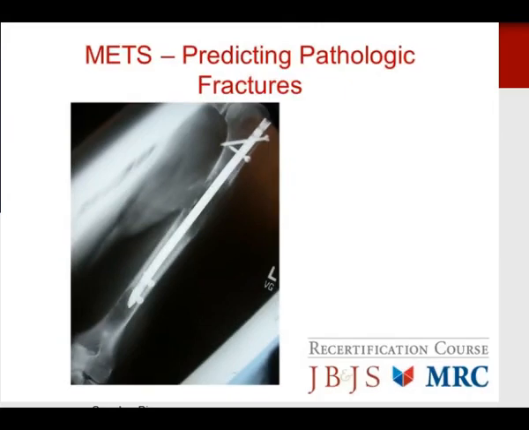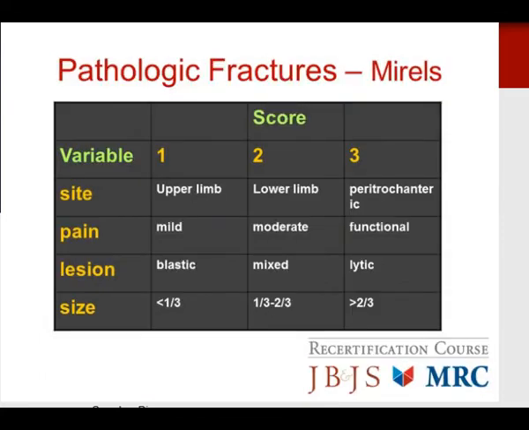If you're unsure as to when a patient may or may not need therapy, there's a great prediction tool, Mirels' classification. This looks at the variables including the site: upper limb, lower limb, or paratrochanteric femur. A paratrochanteric femur is at a greater risk of a fracture, so it gets a higher score. Pain, which is mild, moderate, or functional. Functional would be ambulatory pain. Whether the lesion is blastic, like prostate cancer, mixed lytic blastic, or lytic, like kidney cancer or lung cancer, the score goes up. And then, of course, the size of the lesion, 1/3, 1/3 to 2/3, or 2/3.